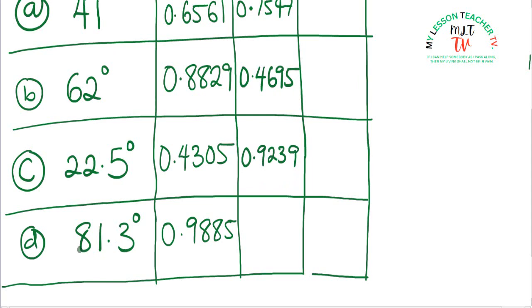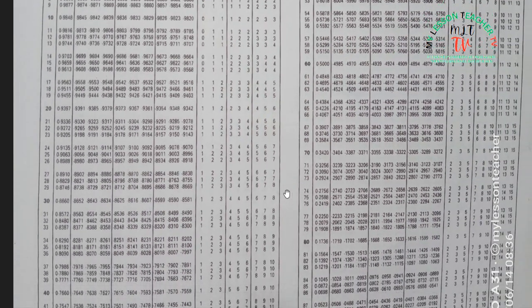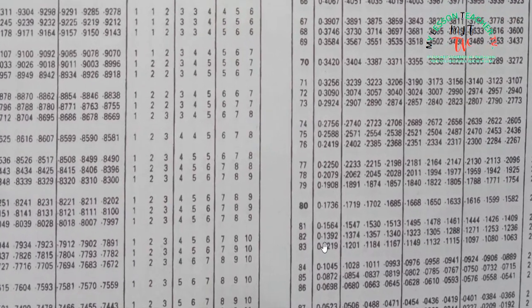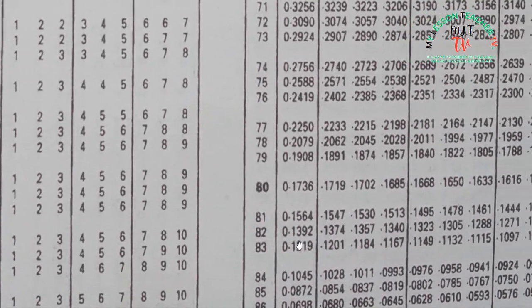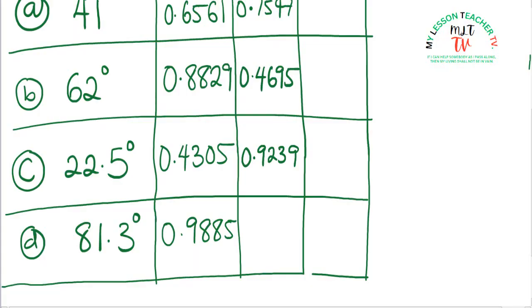While for angle 81.3, we shall source for the value of cos 81.3 when we look at 81 under 3. This is 81. 81 under 3 is going to be, this is under 0, 1, 2, 3. Under 3 is said to be 0.1167. So this is your value using your trig table.